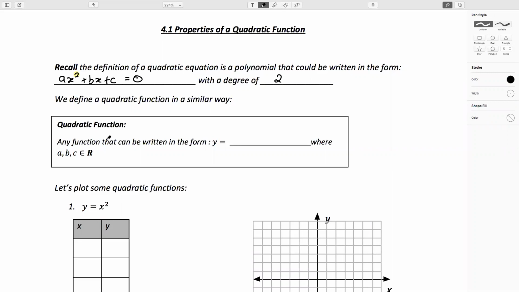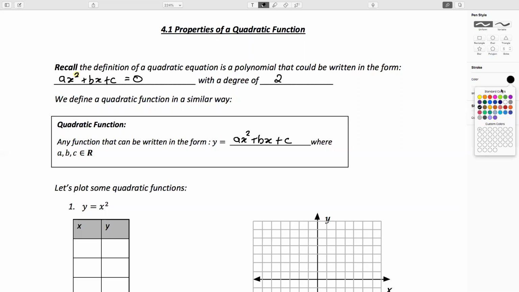Any function that can be written in the form of y equals ax squared plus bx plus c, where a, b, and c are real numbers, is called a quadratic function. So they look almost the same. The difference is that a quadratic equation equals a number, like 0, while a quadratic function is just defined as y equals ax squared plus bx plus c. The difference is that this is going to lock us into one value, while this allows us to graph a range of values depending on what x is.